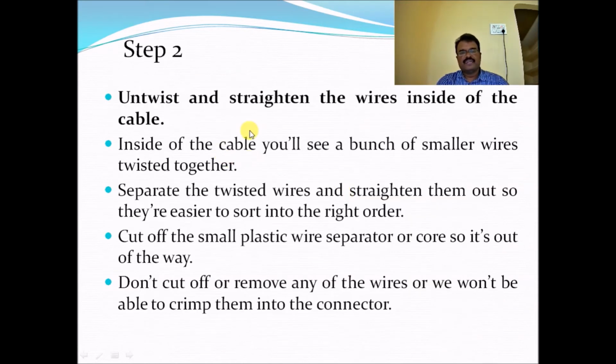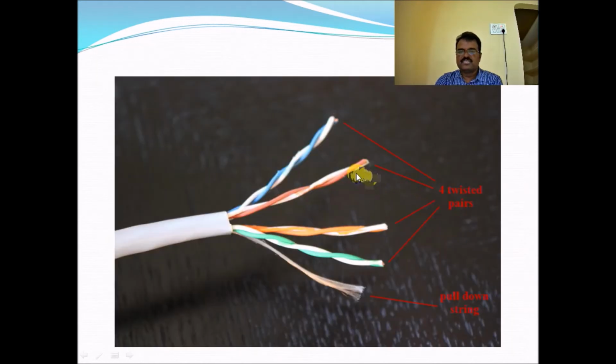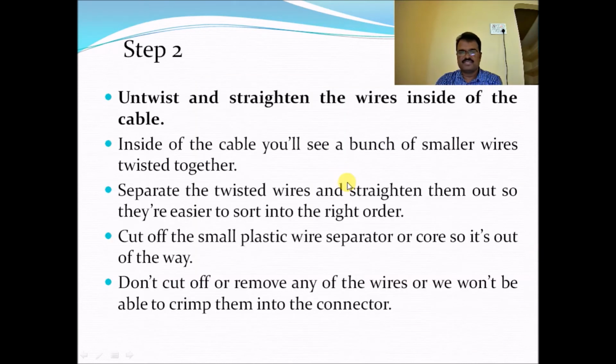Untwist and straighten the wires inside of the cable. Inside of the cable, you will see a bunch of smaller wires twisted together. Separate the twisted wires and straighten them out so they are easier to sort into the right order. As these are in twisted position, we have to untwist them first. Then after that we have to straighten the wires, because here these are in curved position.